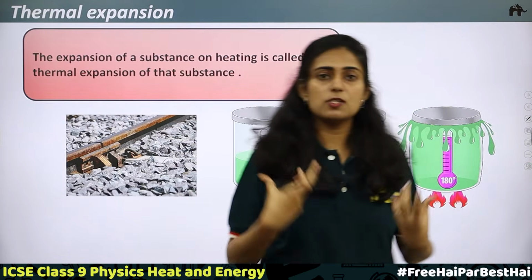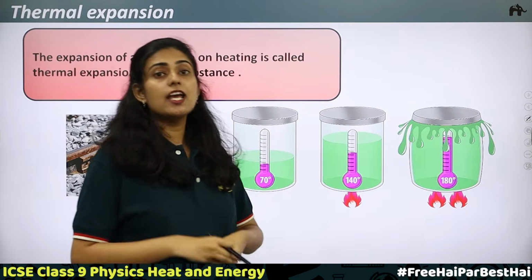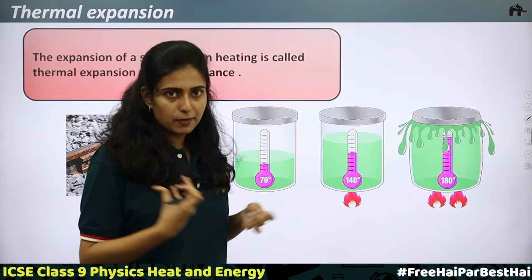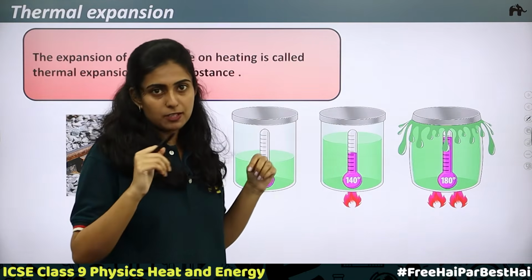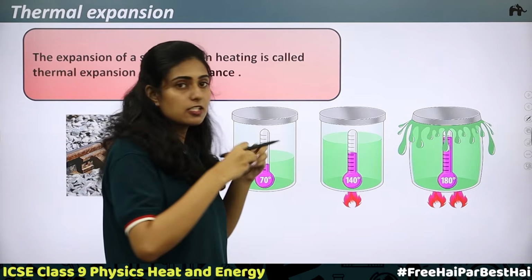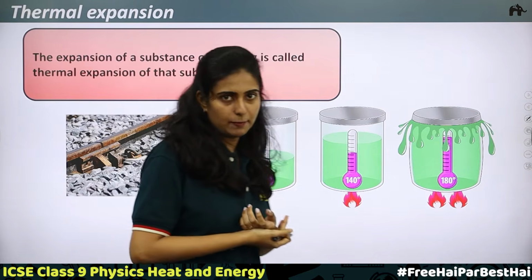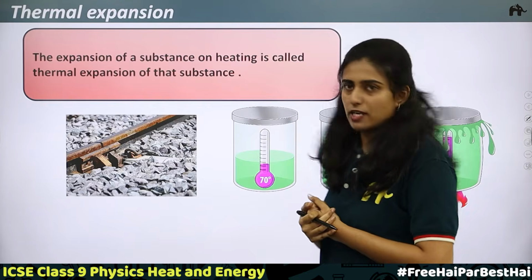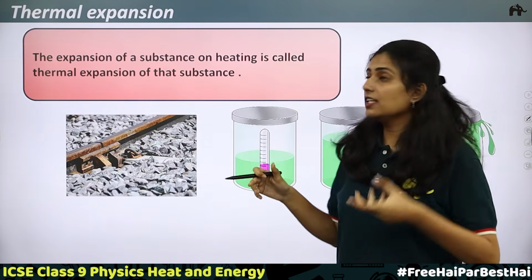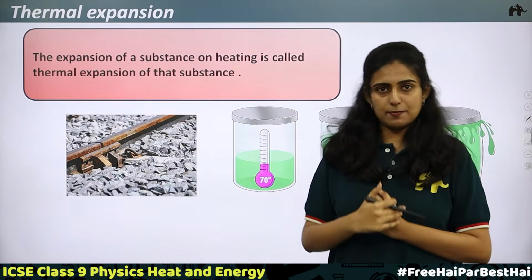Any substance, be it solid, liquid or gas, will start expanding. When a solid is taken, if you supply heat energy, expansion happens because the molecules are gaining energy and moving apart. There is random motion happening. This will cause expansion. So, in simple words, the expansion of a substance on heating is called the thermal expansion of that substance.